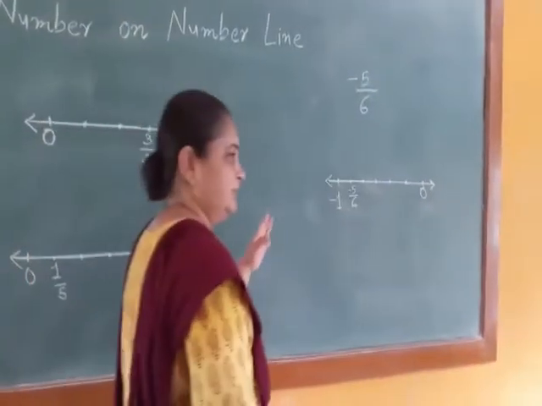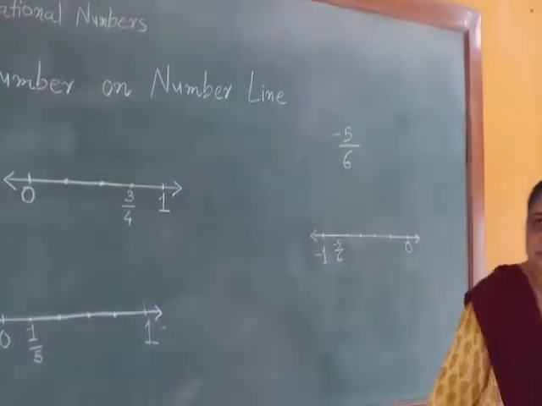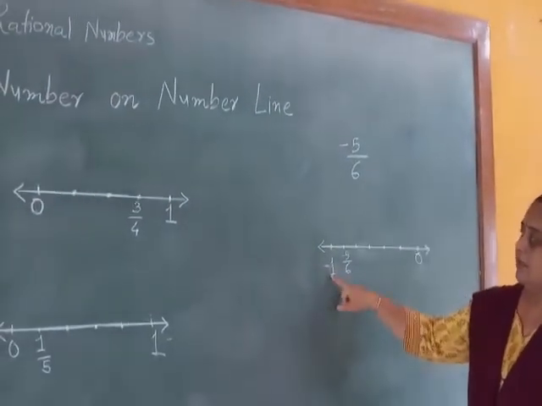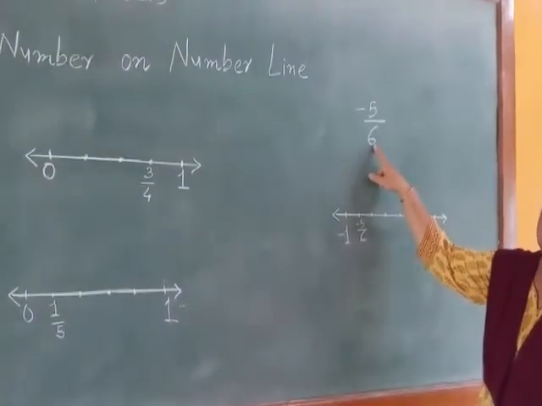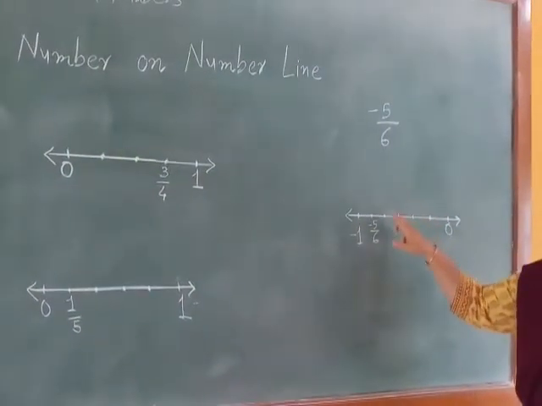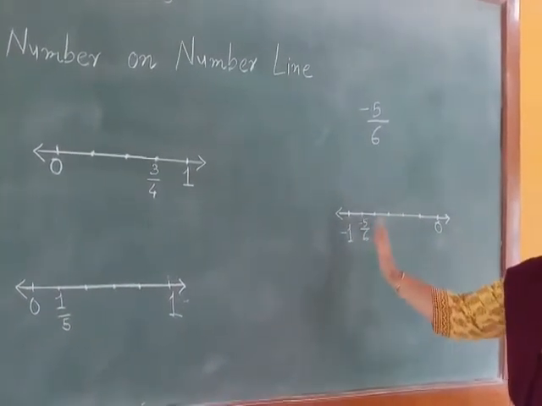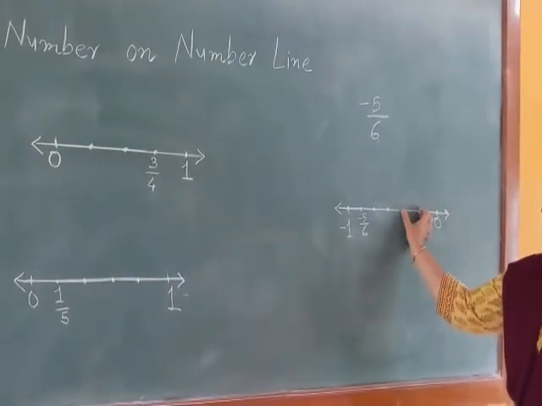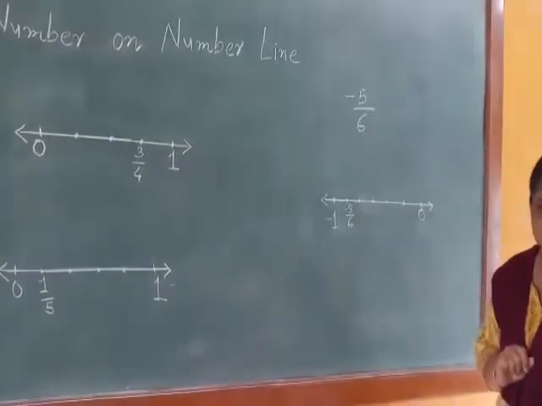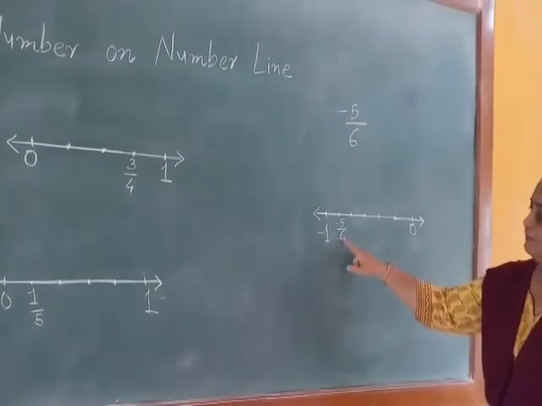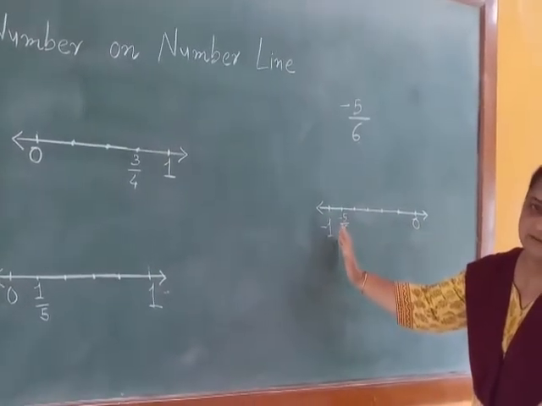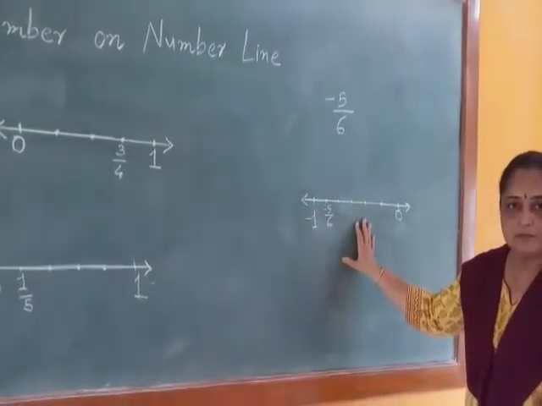If the number is negative like -5 upon 6, then that number is between 0 and -1. How many parts? 6. How many points are required? 5. 1, 2, 3, 4, 5. And how 6 parts? First, second, third, fourth, fifth, and this is the 6th. So the fifth part, start counting from the left because it is a negative number.